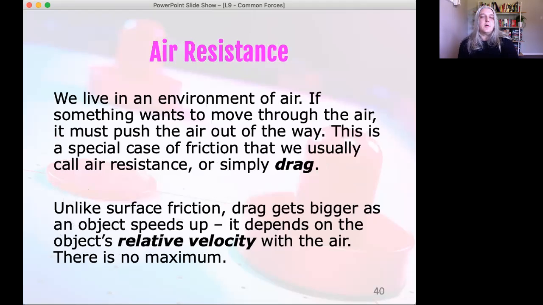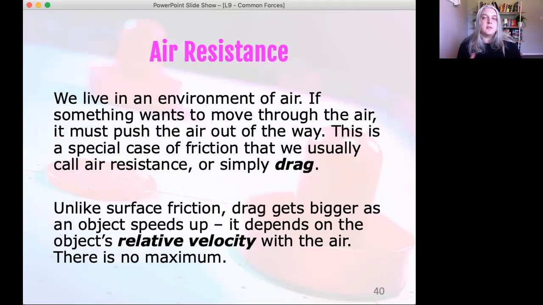Air resistance, we'll often call it air resistance to differentiate it, but it is a form of friction. Sometimes you'll see it just referred to as drag as well. Unlike surface friction, drag gets bigger as an object speeds up. For surface friction, there's a maximum force given by mu times the normal force. That's the maximum it can get to. For air resistance, it doesn't have a maximum.